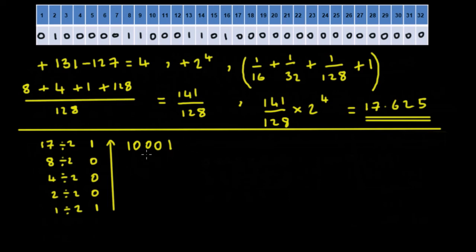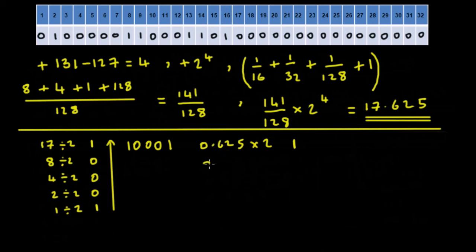Now for the fractional part, we do the opposite. We don't divide, we multiply. So we're going to have the 0.625 and we multiply by the value of 2. So 2 times 0.625 is 1.25. So if there is a whole part here, then we take a value of 1. Okay, so that's a value of 1, and it's going to leave over the 0.25 part.